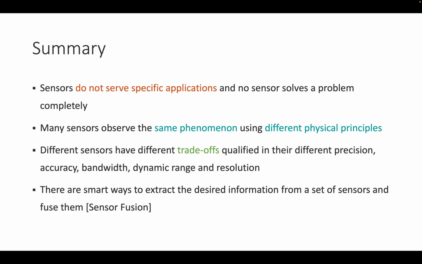How to extract information from sensors is a different topic. We will talk about it later in this class, and also how to fuse them is a complicated endeavor that we will talk about later in this course sequence.